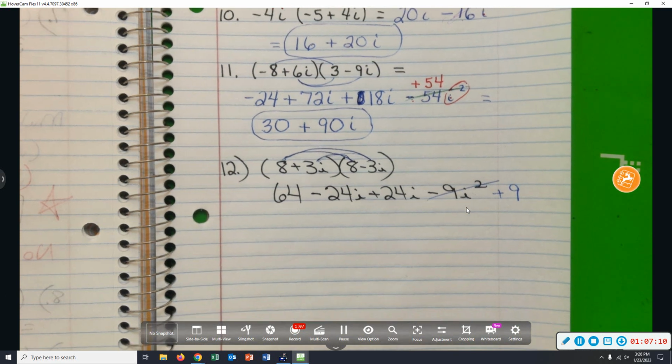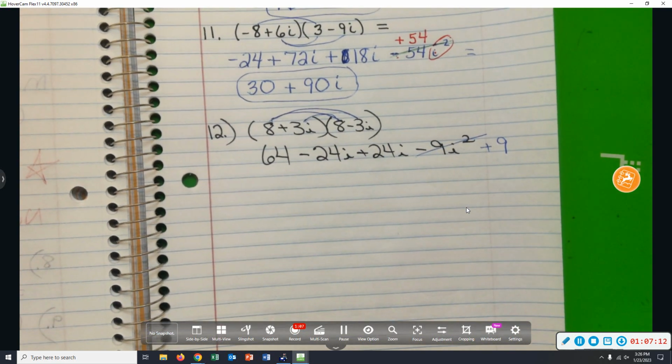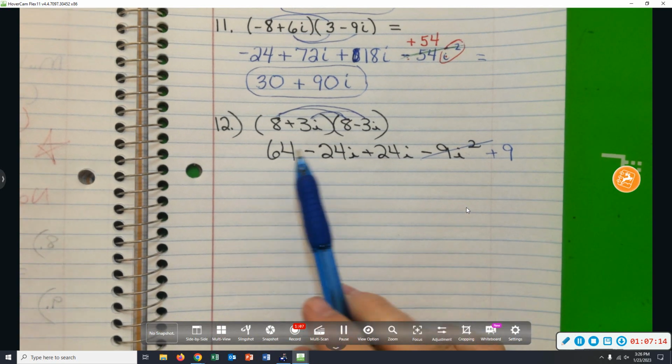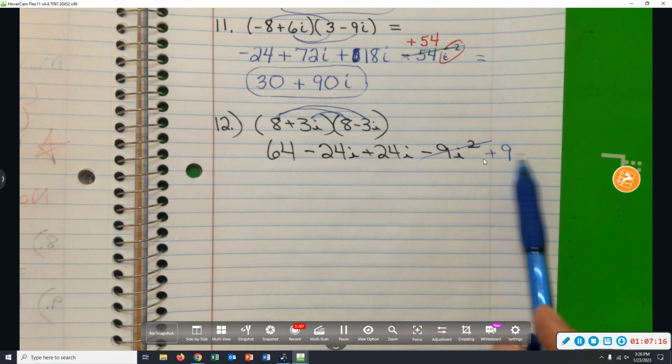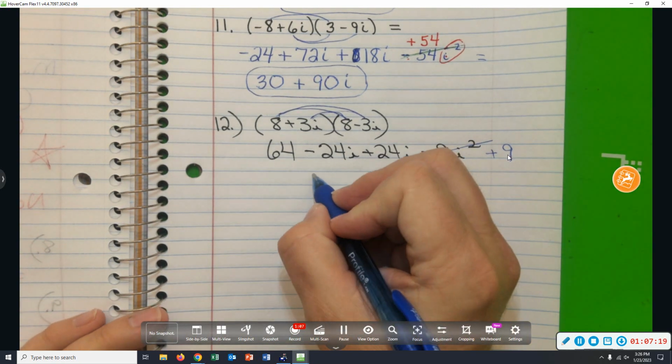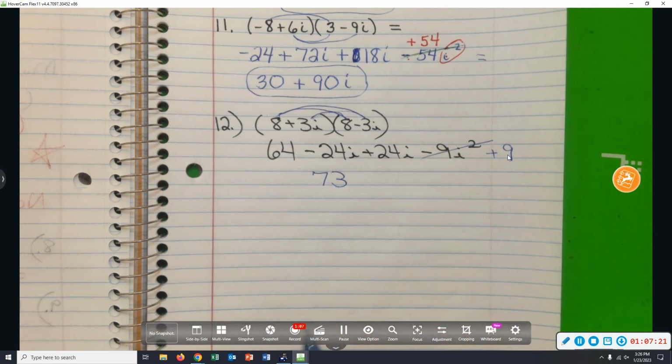So let's combine the numbers that don't have i's. 64 plus 9 gives me 73. What's about to happen? This is the first time this has happened.